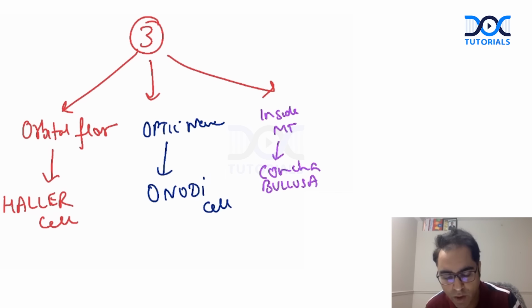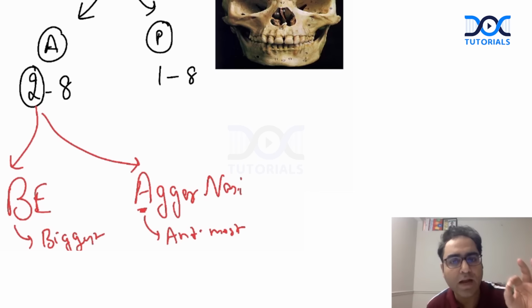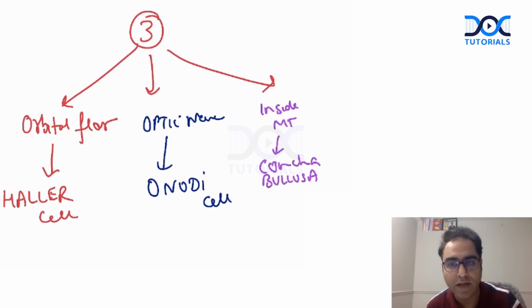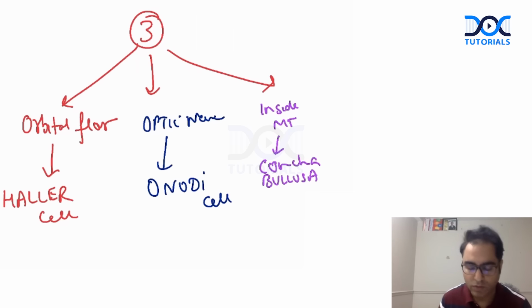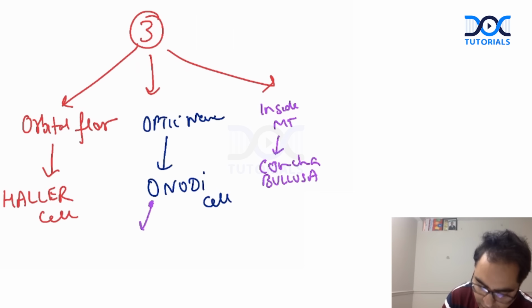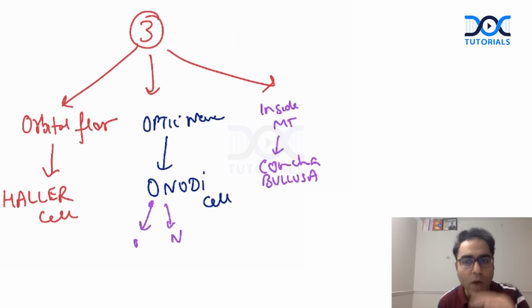So, two ethmoid air cells are constant: bulla ethmoidalis and agger nasi, everybody has them. But in some people, there can be unusual ethmoid air cells at unusual locations. If these unusual cells form in the orbital floor, they're called Haller cell. If they form close to the optic nerve, they're called Onodi cell. If they form inside the middle turbinate, they're called concha bullosa. Onodi, O for optic, N for nerve. Easy to remember.